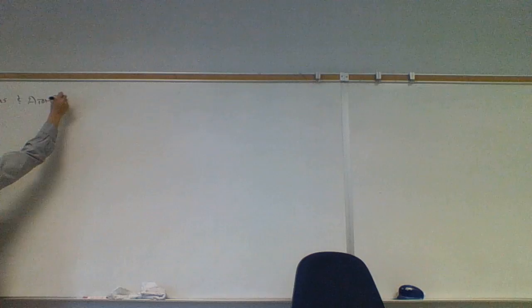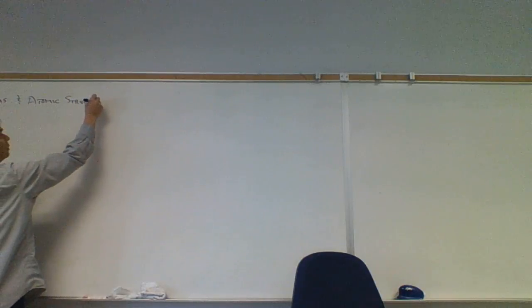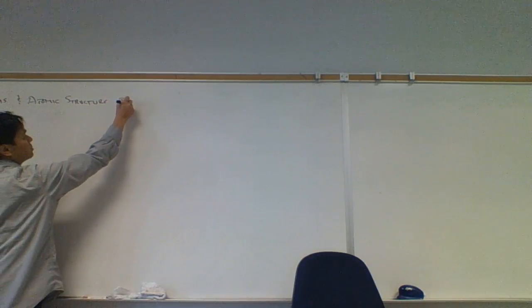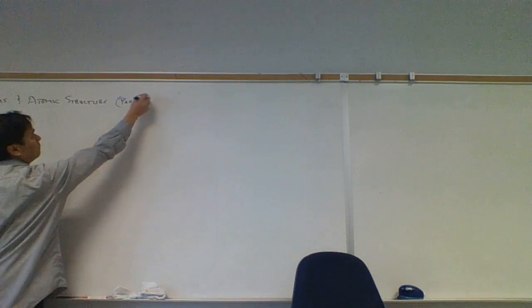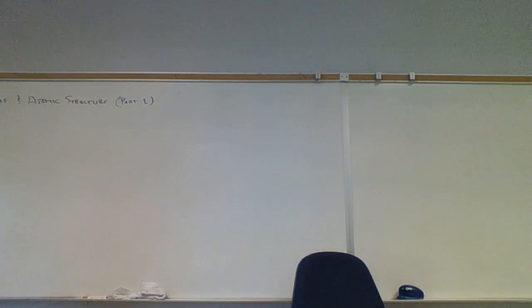So, chapter 5 is atoms and atomic structure. This is atomic structure part 1. We're going to do atomic structure part 2 later when we get to it. All right, so we're looking at a hydrogen atom and then a helium atom.